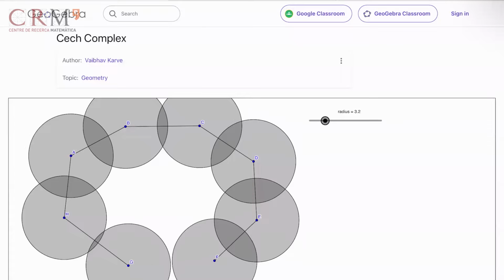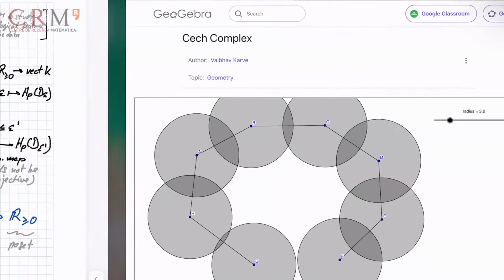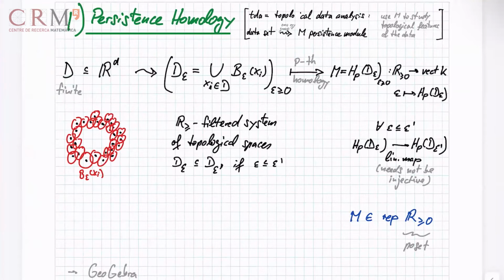Okay, so that's really what we are going to talk about here. So for every epsilon, we have such a topological space. We associate to this the homology group or the homology space, one for every epsilon. So we really get a map for every positive real number. We get a vector space. To each epsilon, we associate the homology of that topological space.